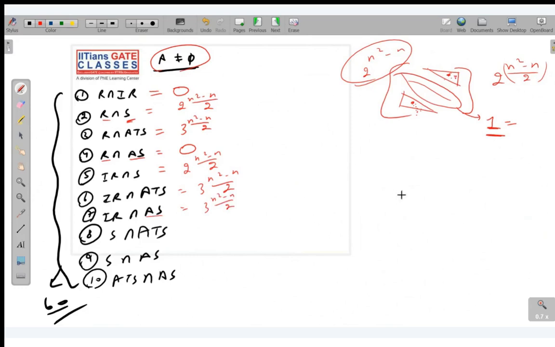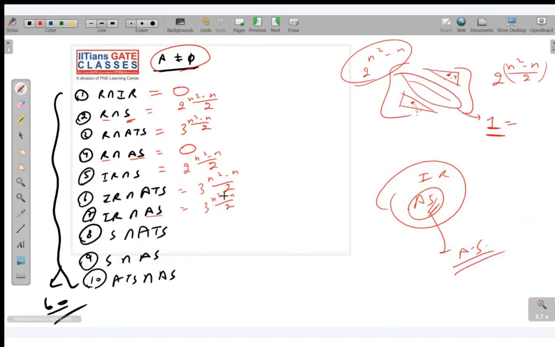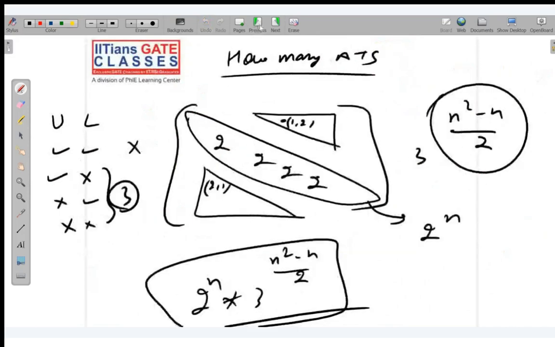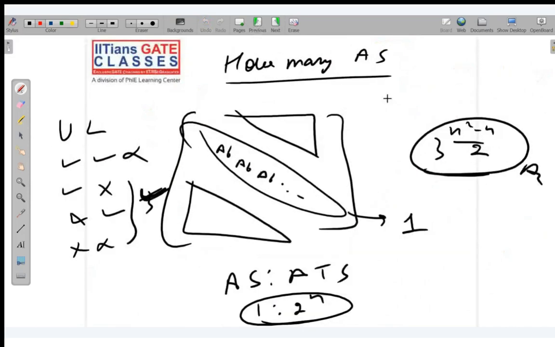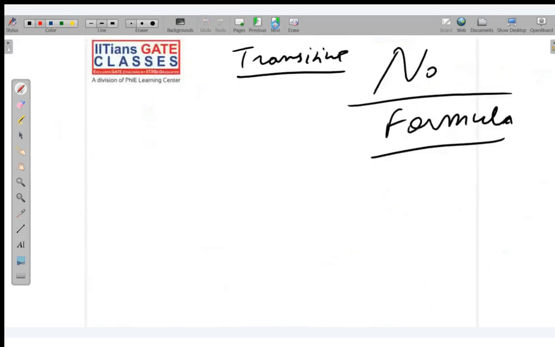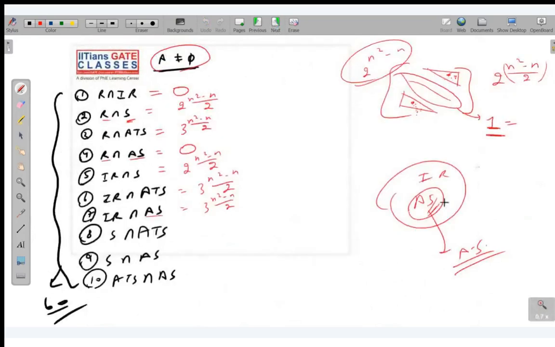In fact, we can think like that also. Asymmetric is a proper subset of irreflexive. So whenever we have asymmetric, it will be 100% irreflexive. So the answer was directly the number of asymmetric relations, which is 3 power (n square minus n)/2 only. Check this out. So the same answer, 3 power (n square minus n)/2, because we are finding the intersection, so AS intersection IR will be AS only.